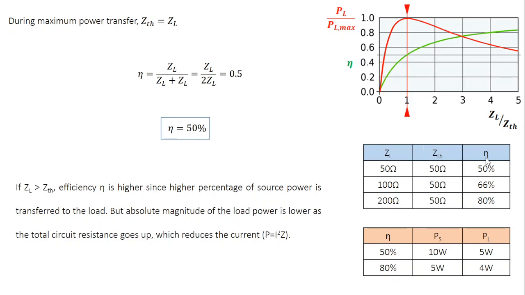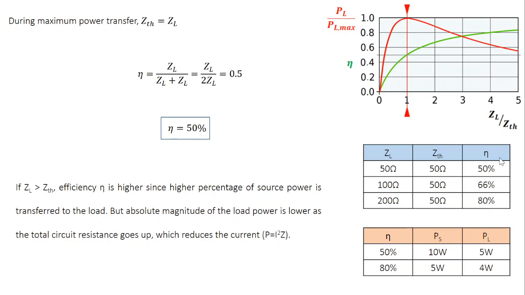So you have ZL, ZTH and efficiency. Let's first start with both ZL and ZTH being equal, which is your maximum power transfer point. So ZL equal to 50 ohm, ZTH equal to 50 ohm, and your efficiency is 50 divided by 100, which is 0.5 or 50%. You increase ZL a bit. Now ZL is 100 ohm, ZTH is 50 ohm. Efficiency is 100 divided by 150, which is around 66%. Increase it even further, make it 200. Now efficiency is 200 divided by 250, which is around 80%. So clearly, as the graph indicates, as the value of ZL increases, the efficiency is also increasing.